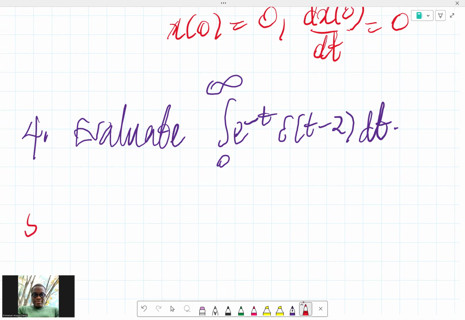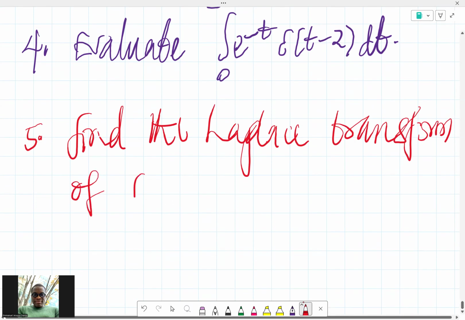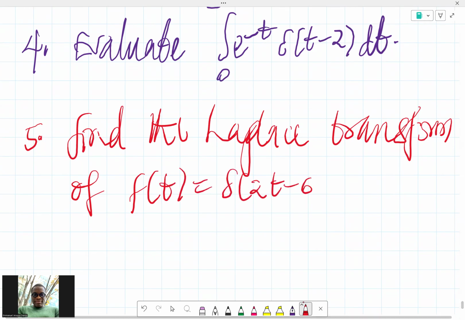Number 5: find the Laplace transform of f of t equals delta of 2t minus 6.